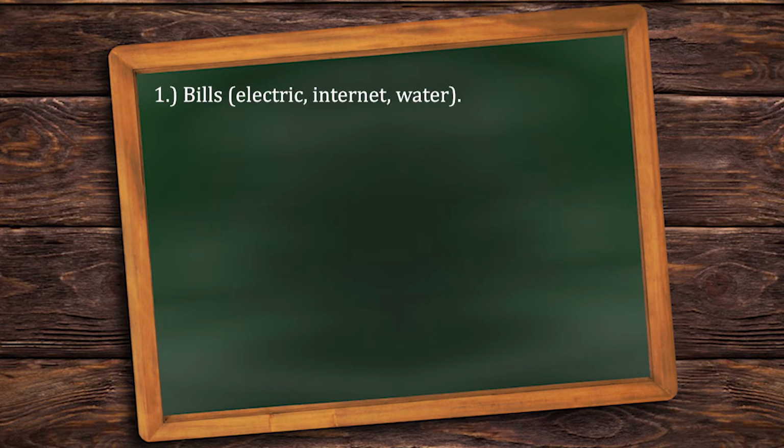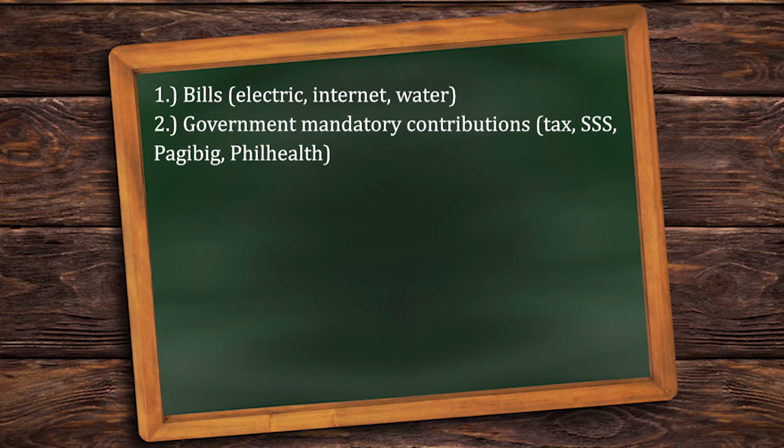Number 1, bills. Because we will be working at home, we need to add the electric bills, internet, and water to our rate. Number 2, our government mandatory contributions such as tax, SSS, Pag-ibig, and PhilHealth. Since we are no longer employed, we need to pay this on our own.